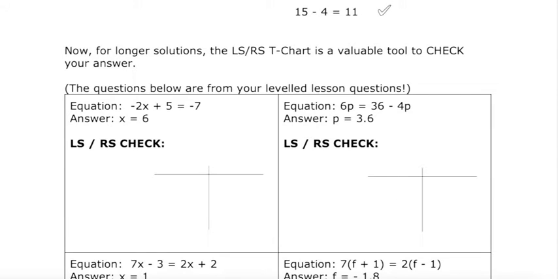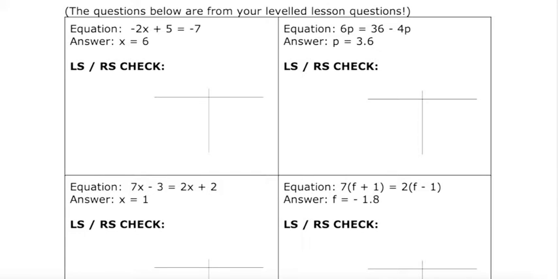So these questions are from your leveled lesson worksheet. So you might see some familiar questions in these left side, right side checks. So for number 1, our equation is negative 2x plus 5 equals negative 7. And the answer that we should have gotten for this equation is x equals 6. So once you solve for your variable, now we need to do a left side, right side check.